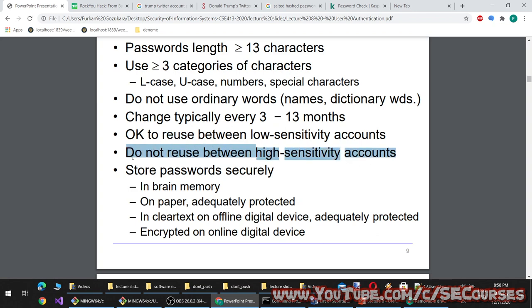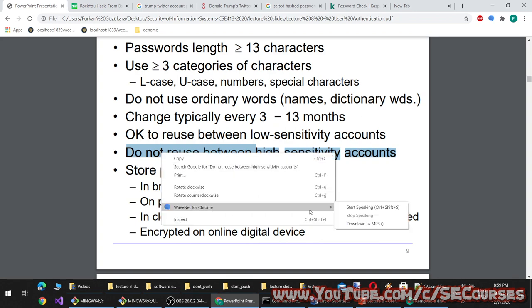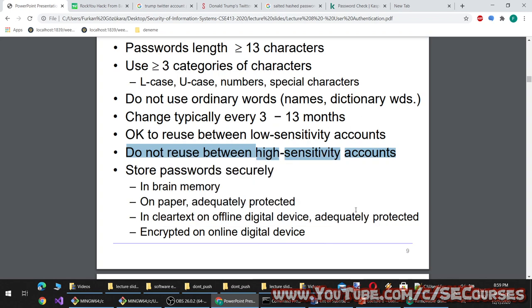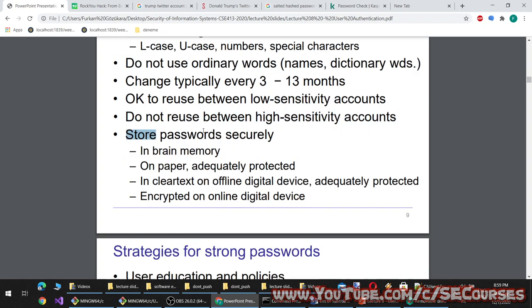However, let's say you are registering to random forums which are not important at all, you may use the same password, because if your account gets hacked, you wouldn't lose anything. Or you are registering to spam websites and such. So this is really important to use different passwords. Do not reuse between high sensitivity accounts.